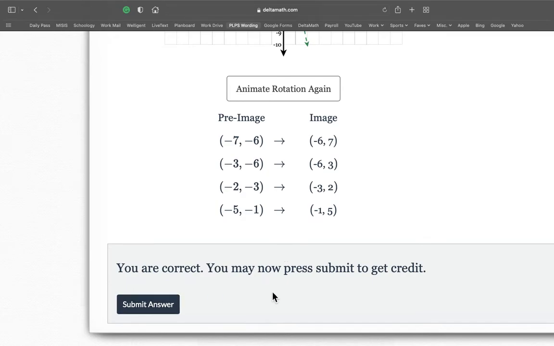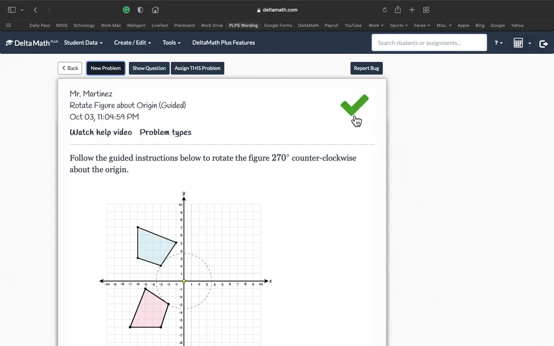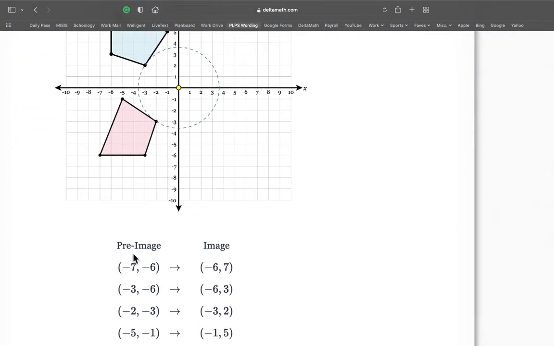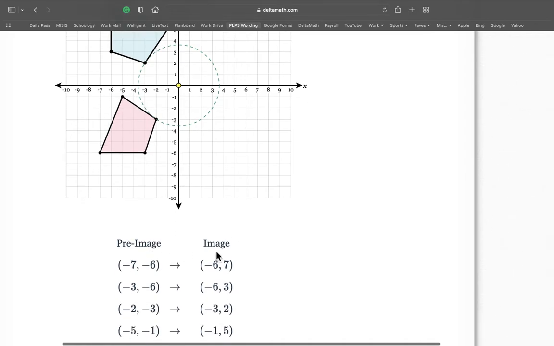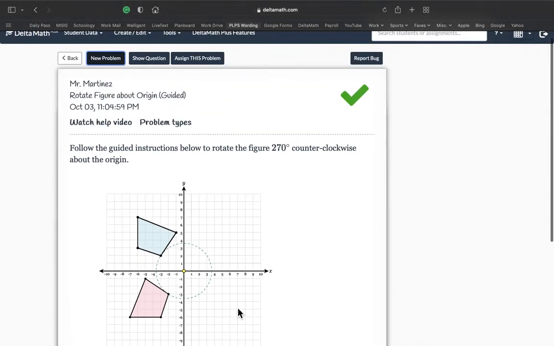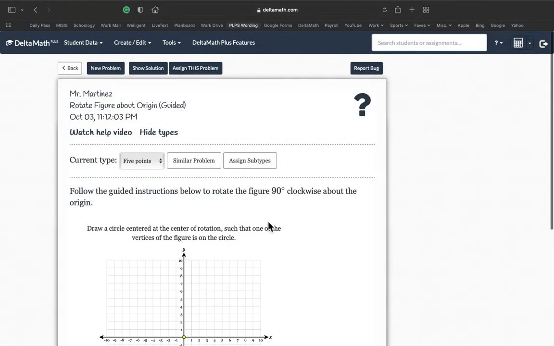You may press submit to get credit. So let us hit submit. And perfect. Look at that. We have our new points, right? Our pre-image was our red figure, and our image is our blue figure. Perfect. Okay. So let's find one with 5 points, right?